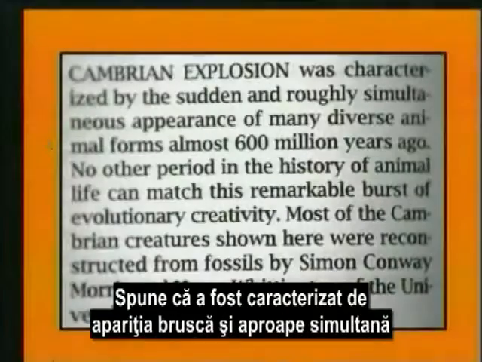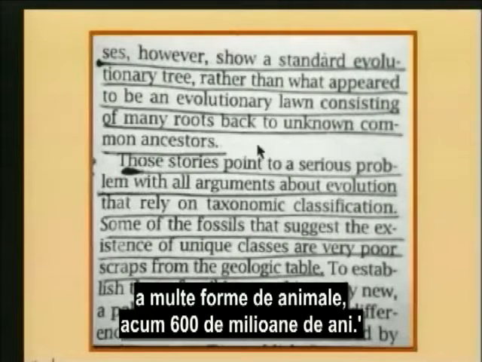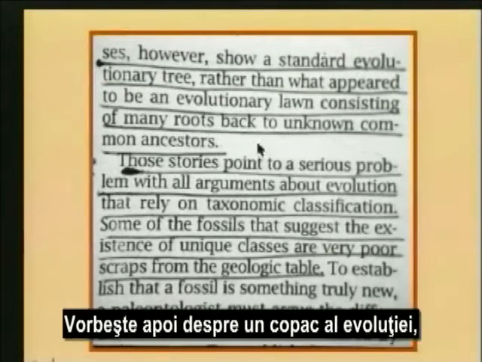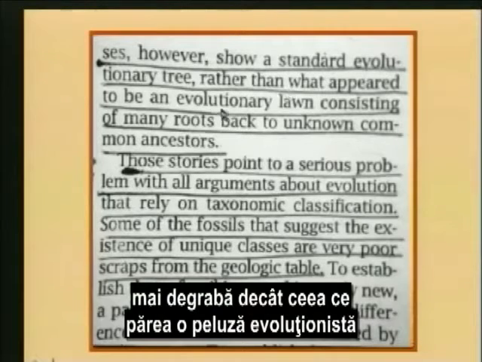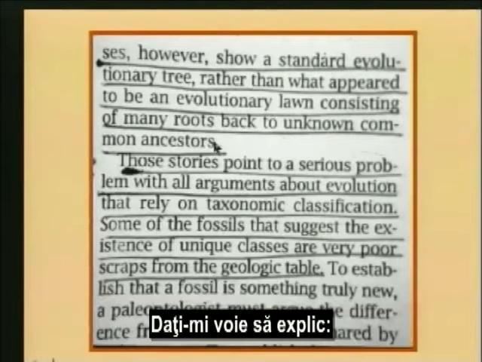It says it was characterized by the sudden and roughly simultaneous appearance of many diverse life forms some 600 million years ago. And then he continues to say, talks about a standard evolutionary tree rather than what appeared to be an evolutionary lawn consisting of many roots back to unknown common ancestors. Let me put that into position.